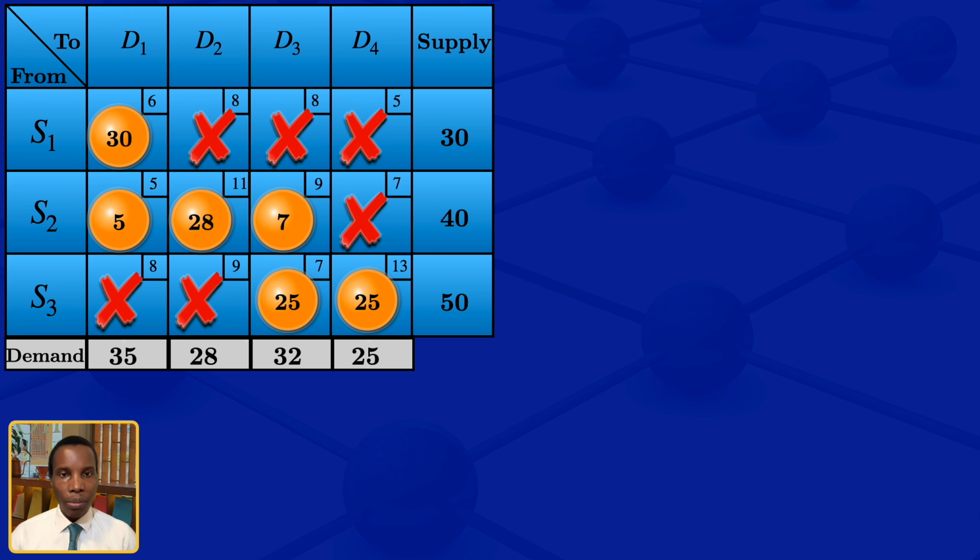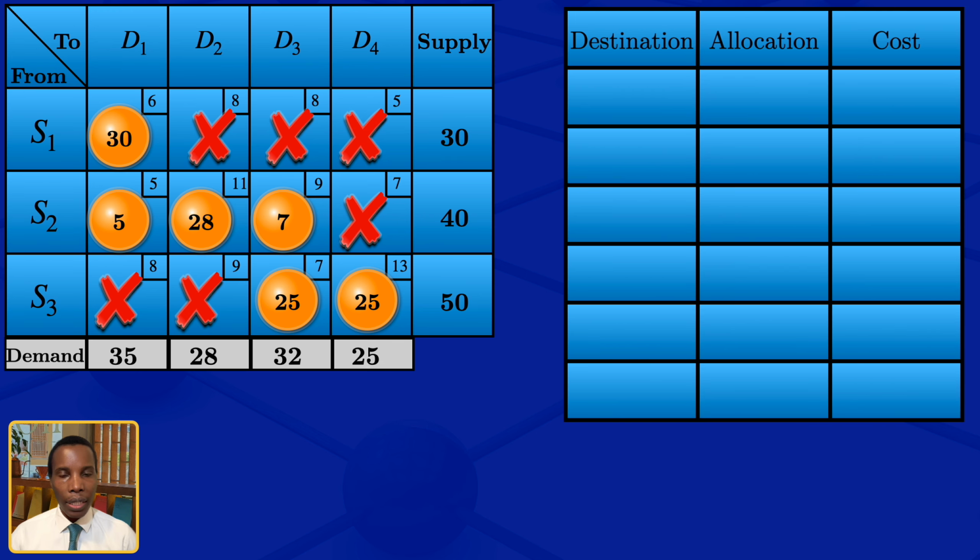So I will draw a table where we have a destination, allocation, and cost. So looking at this one here, we are saying from S1 to D1, we are allocating 30 units. 30 units at a unit cost of 6. So the total cost there will be 30 times 6, which will give us 180. Then on this part here, we are saying that we are looking at S2 to D1. We are allocating 5 units. 5 units at a unit cost of 5. So the cost will be 5 times 5, which will give us a 25.